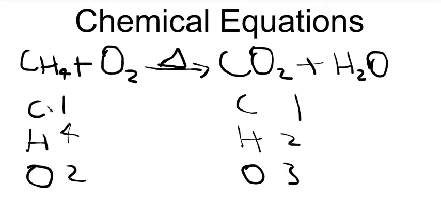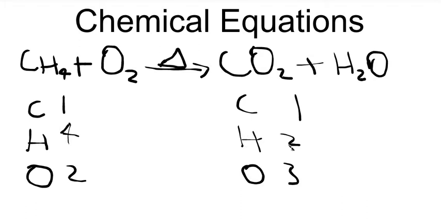You usually write metals first, non-metals second, and then oxygen usually last. So let's see, there is 1 carbon on each side. There's no new carbon created and no carbon destroyed. Here there are 4, and then there's 2 here. So that basically means there were 2 hydrogen atoms disappeared and destroyed.